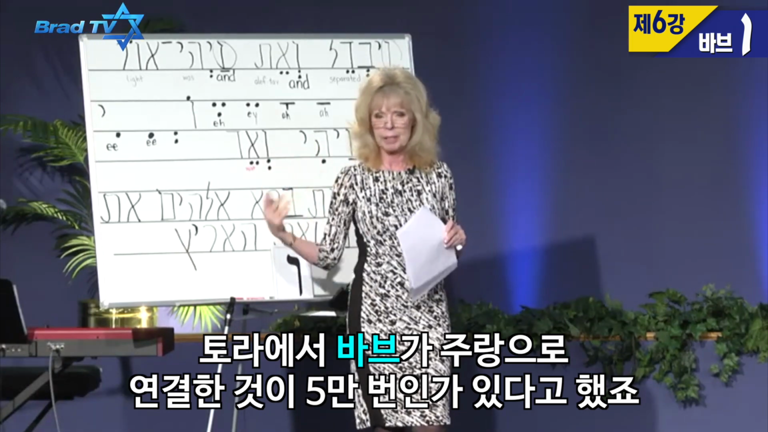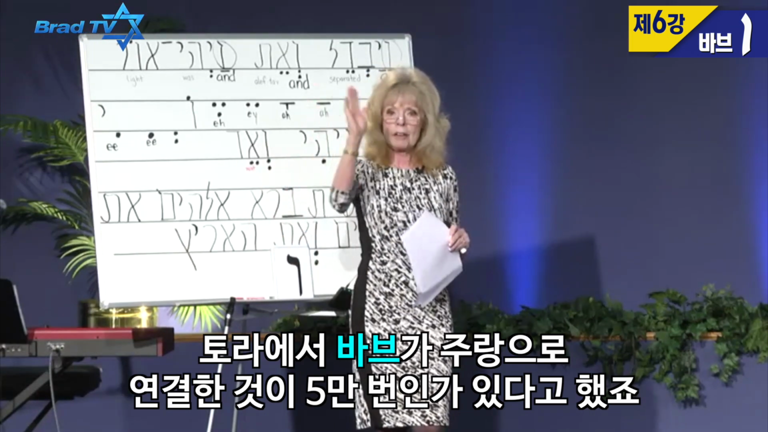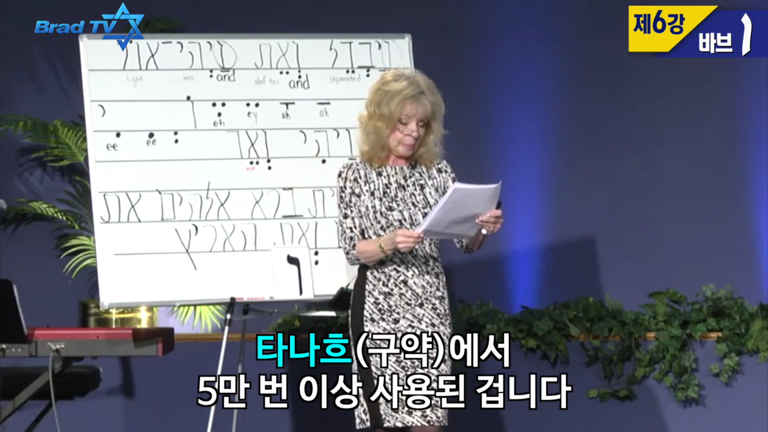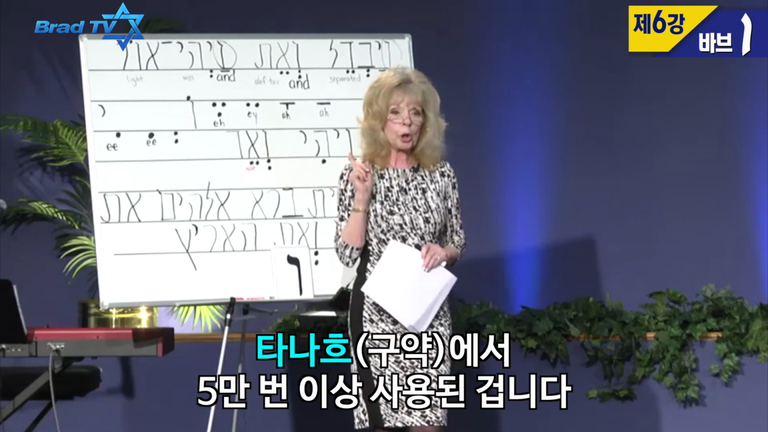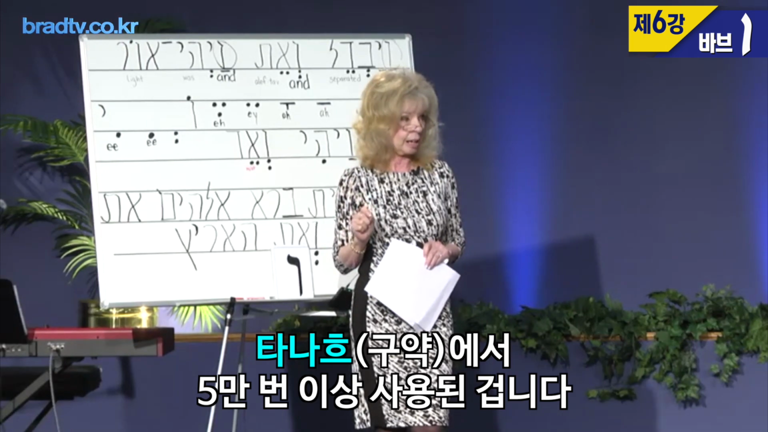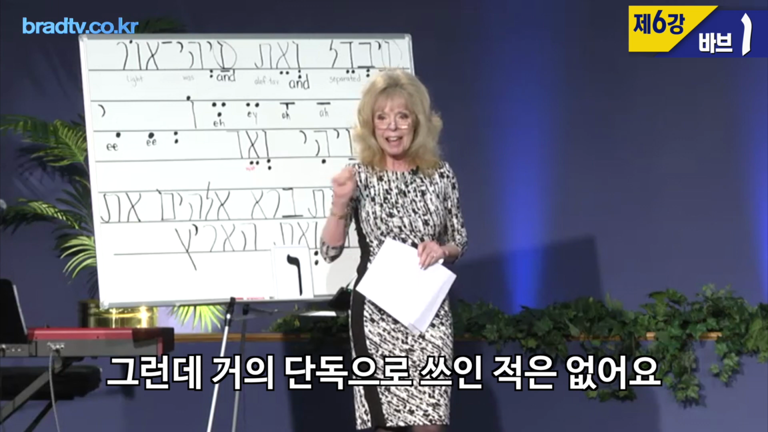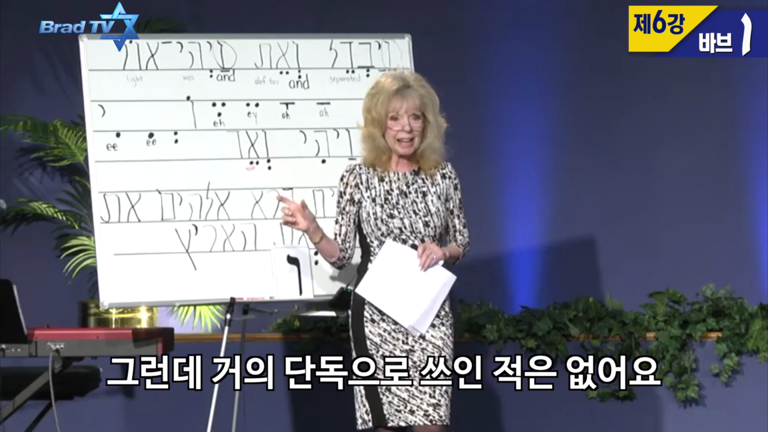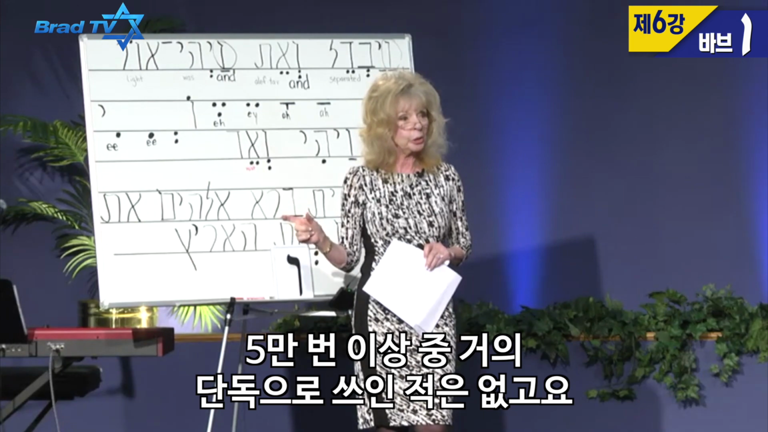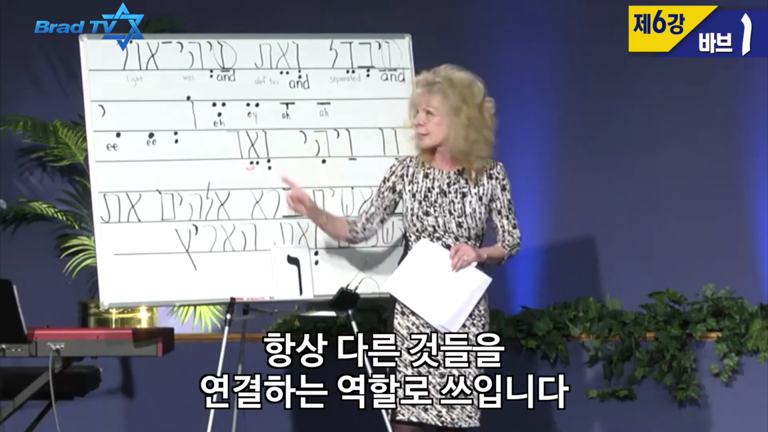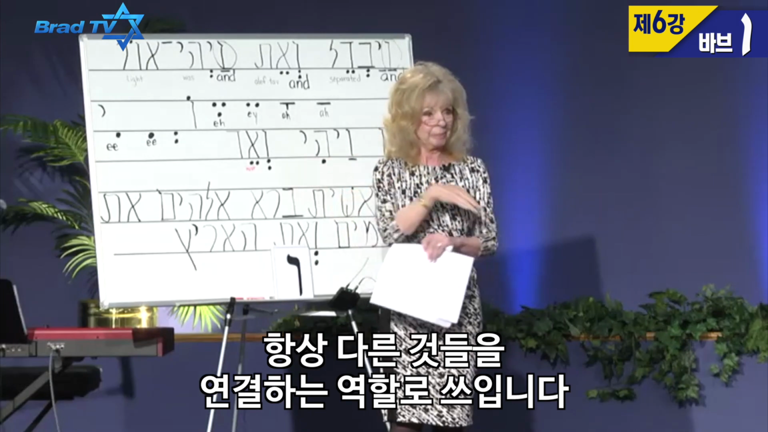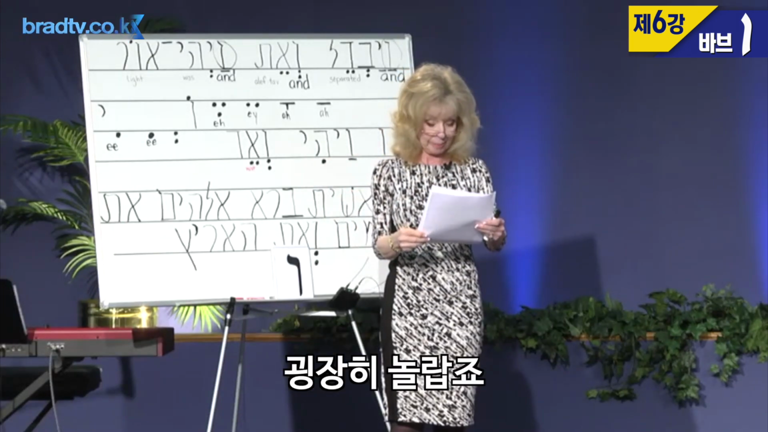All right, now, I think Pastor Mark mentioned something like this, that there were 50,000 times, or something close to that, that the Vav connected the columns in the Torah. But it's used over 50,000 times in the Tanakh, but almost never as a standalone word. It's almost never the first letter of a standalone word. It's almost always connecting something else. So that's an amazing thing.